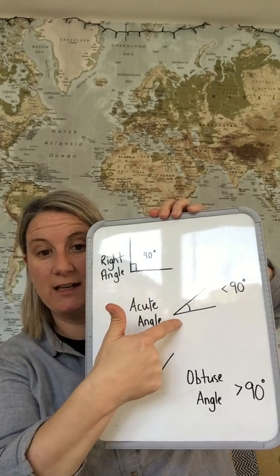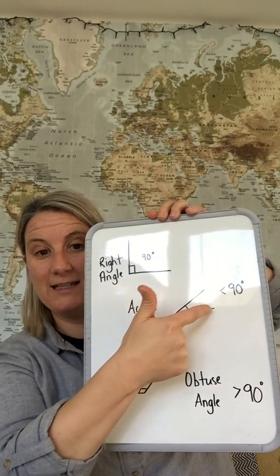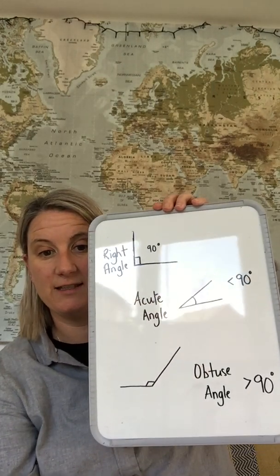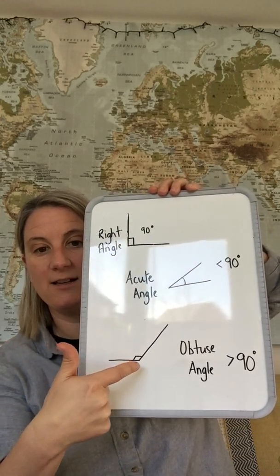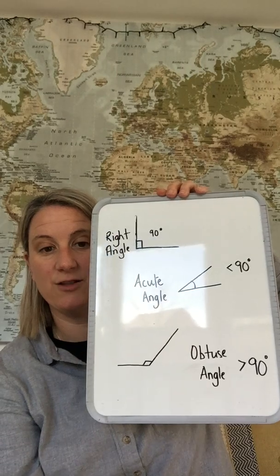This is an acute angle, which is when the angle is anything less than 90 degrees, and this is an obtuse angle, which is when the angle is anything greater than 90 degrees but less than 180 degrees. A full rotation is 360 degrees. The next lesson in maths, you will be looking at estimation. This is when you're finding a number close enough to the correct answer, but not exactly the right answer.